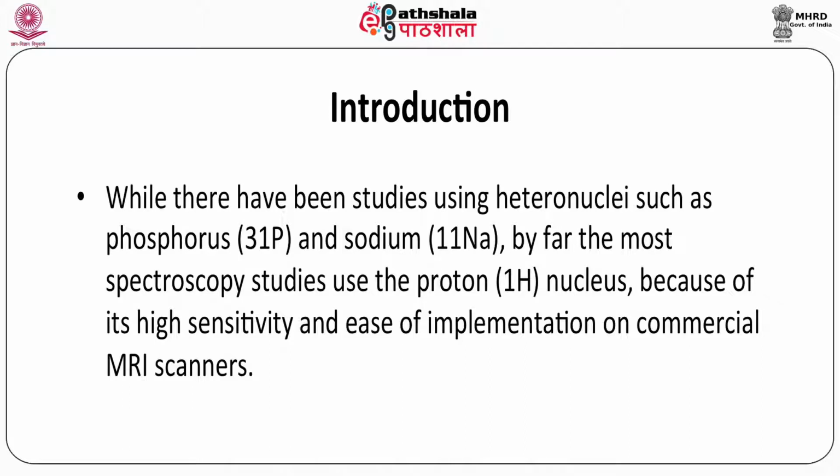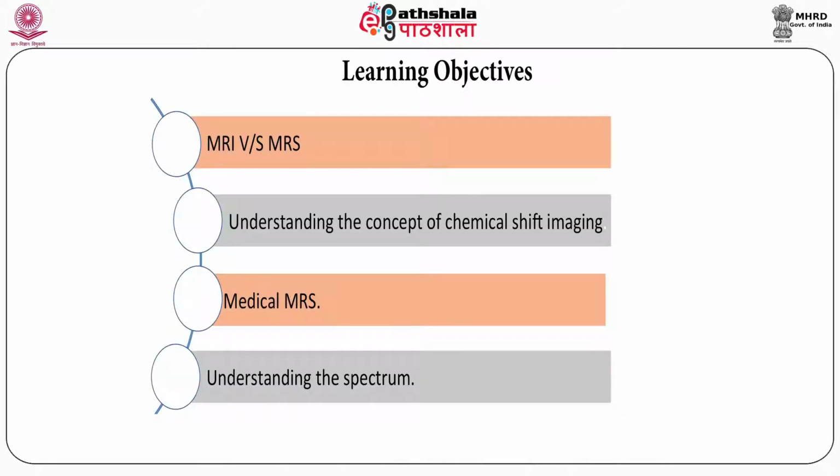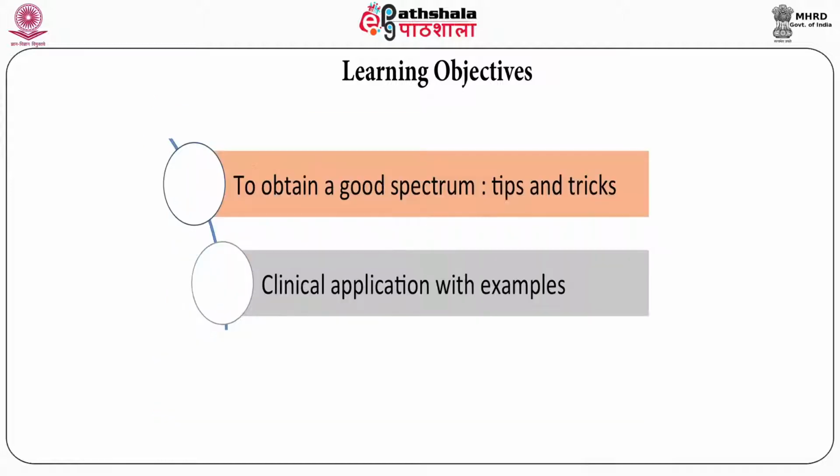While there have been studies using heteronuclei such as phosphorus and sodium, by far the most spectroscopic studies use hydrogen nuclei, or the proton, because of its high sensitivity and ease of implementation on commercial MRI scanners. Firstly, we will try to understand the hydrogen atom and its use in medical imaging. Then we try to compare MRI with MRS. Thirdly, we try to understand the concept of chemical shift effect, medical MRS, understanding the spectrum, and, to obtain a good spectrum, a few tips and tricks.